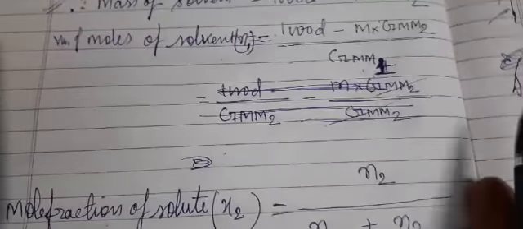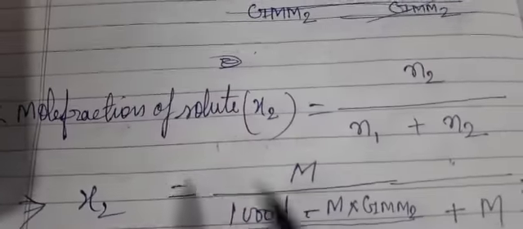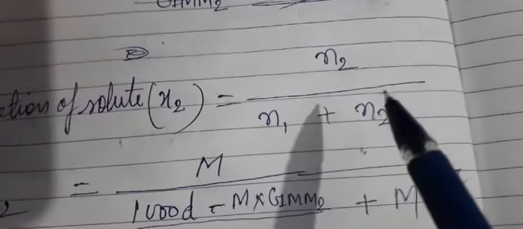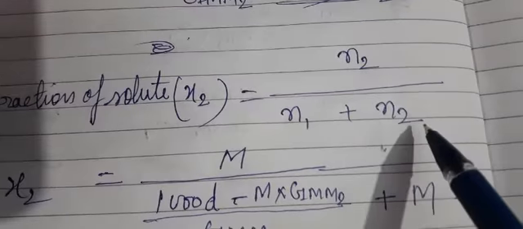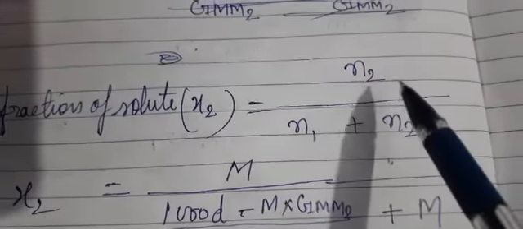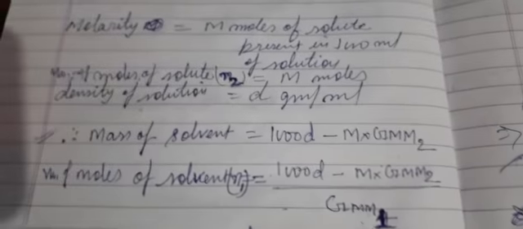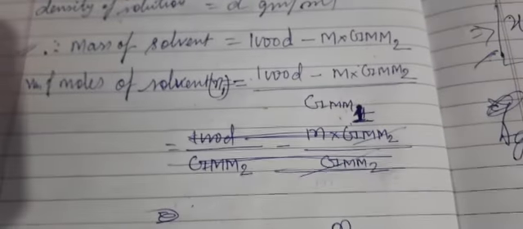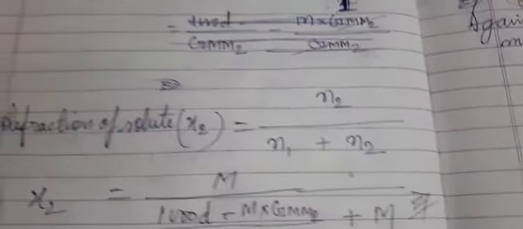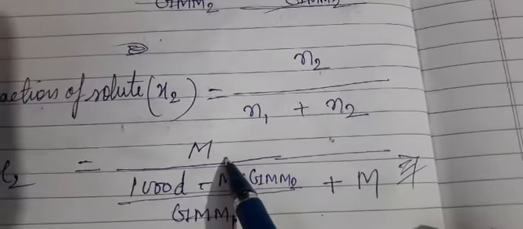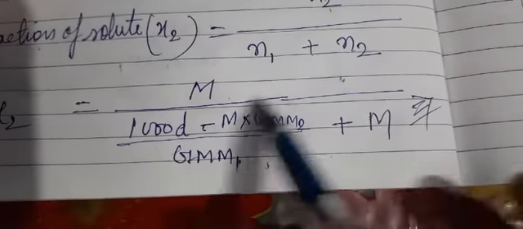Okay, now I will find out the mole fraction x2, that means the mole fraction of the solute. It would be N2 by N1 plus N2, the number of moles of the solute to the number of moles of the solution. The value of N2 is known to me, that is M moles. The value of N1 is also known to us. So we use both formulas for N1 and N2 that we have written here, and we will make the further calculation.